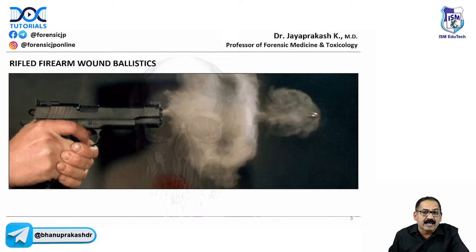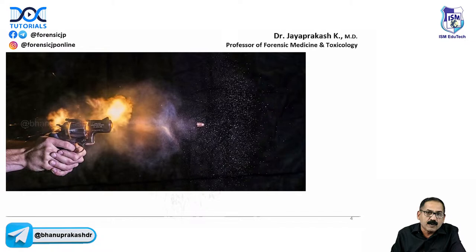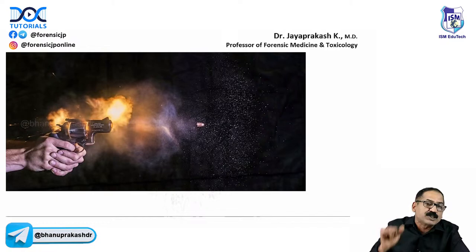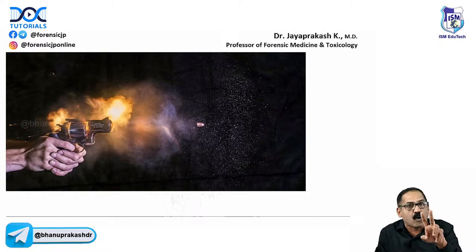Now, look at this picture. When the firearm is fired, the gunpowder burns. Not all of the gunpowder converts into smoke and soot. Some particles are completely burnt, and these give rise to soot and smoke. Some particles are partially burnt and unburnt, and these penetrate into the epidermis and get embedded into the dermis, giving rise to a condition called peppering or powder stippling.